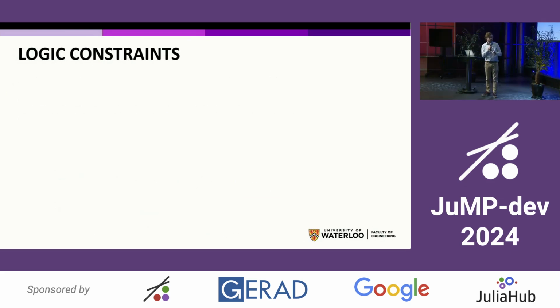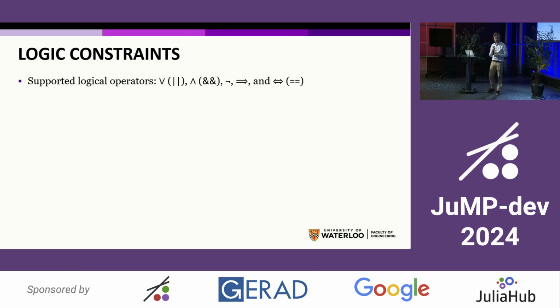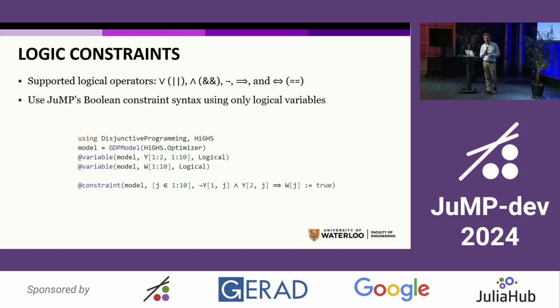To make logical constraints, we support the following operators, so and, or, negation, implies, if and only if. We use JuMP's Boolean syntax, so here you can use whatever logic you want with the logical variables, and then you just have this equals true at the end to signify it's a logical constraint.